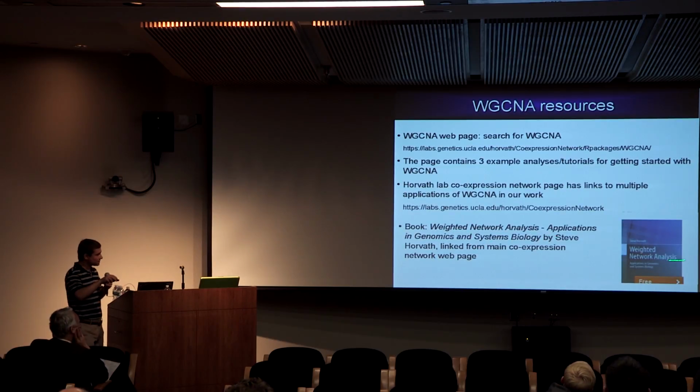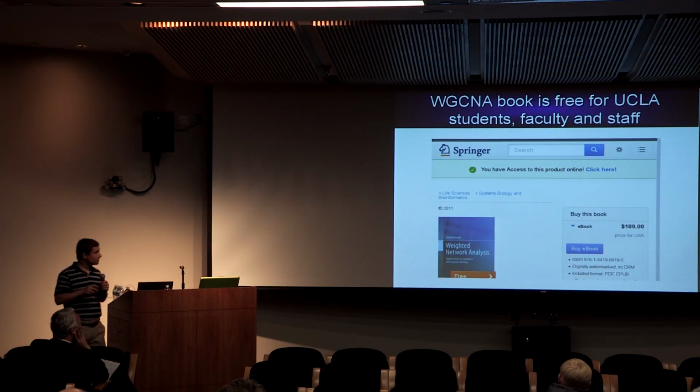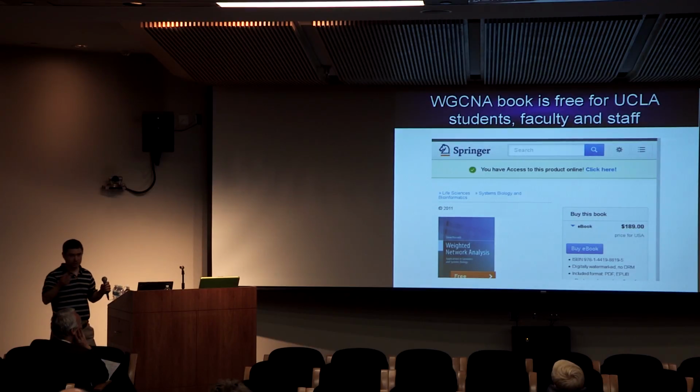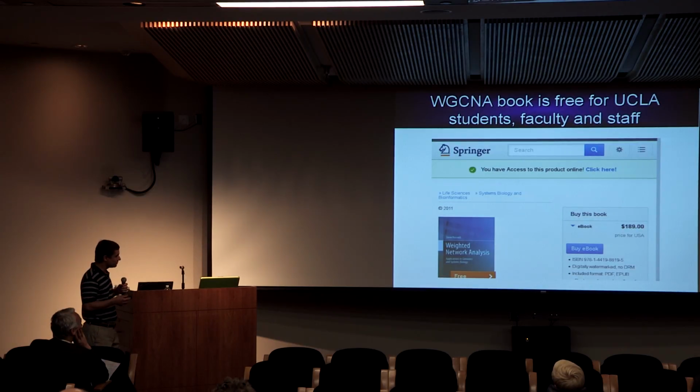There's also a book that Steve Horvath wrote, Weighted Network Analysis: Applications in Genomics and Systems Biology. As you know, books are often quite expensive. The good news is that for UCLA students, faculty, and staff, the book is free. So if you go to the Springer website and you are logging in from a UCLA computer, or you are connected by VPN to the UCLA network, you will see this: you have access to this product online. Click here, and it's free.